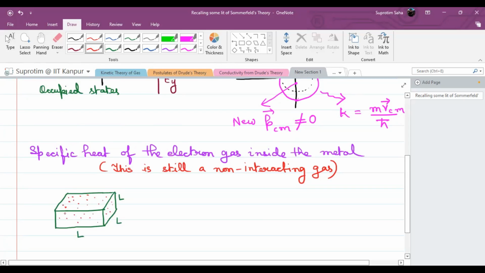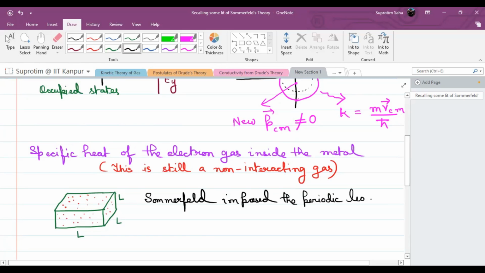And Sommerfeld imposed the periodic boundary condition.